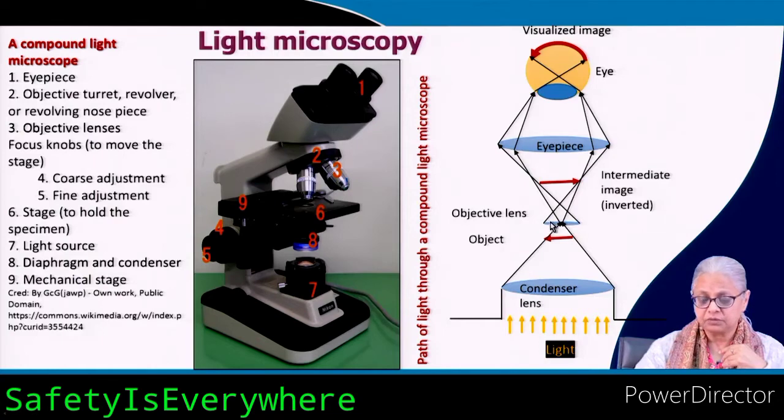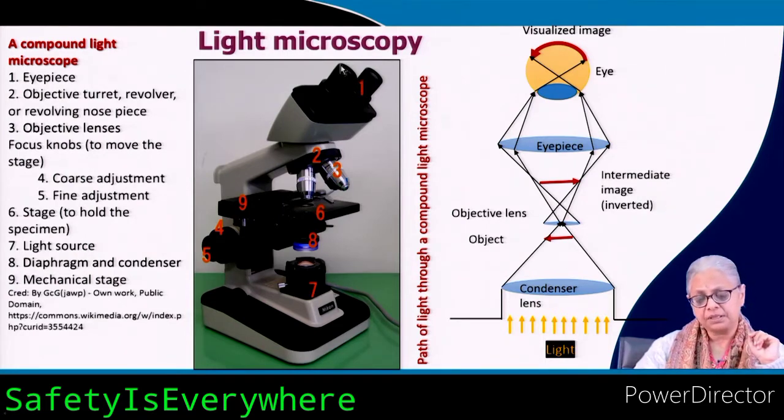This objective lens is exaggerated over here. The objective lens is very, very small. It's like half a centimeter in diameter, and in standard optical microscopes, you'll find 3 magnifications: 10, 40 and 100. And right over here, this is the turret or the revolver. So you can revolve and put the appropriate magnification in to focus on the object.